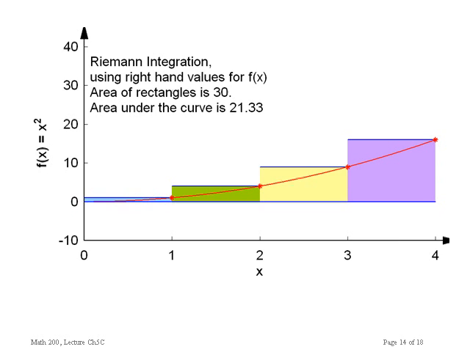Here's Riemann integration again. Now I'm using the right-hand values. See, I picked the ones over here on the right at the edge of each subinterval. The area is 30, and you would guess that because the rectangles are sort of sticking out over the curve. They're bigger than the curve. Actual area again is 21 1/3.